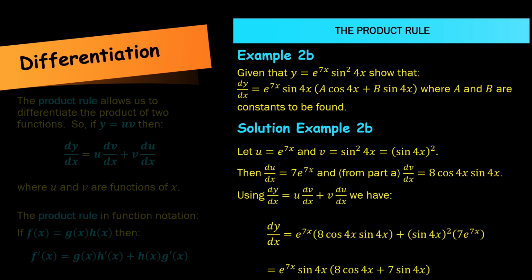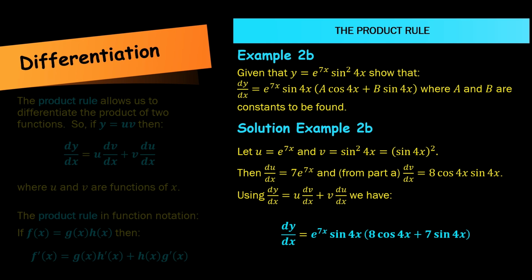And then factorising gives us that dy dx equals e to the power 7x times sine 4x times 8 cos 4x plus 7 sine 4x. And so we have our expression for dy dx. And in this expression, a equals 8 and b equals 7.